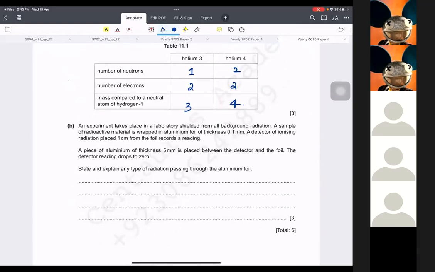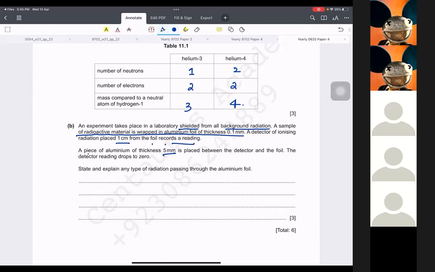Now, an experiment takes place in a laboratory shielded from all background radiation. A sample of radioactive material is wrapped in aluminum foil of thickness 0.1 millimeter. The detector, placed 1 centimeter from the foil, records a reading. A piece of aluminum of thickness 5 millimeter is placed between detector and foil, and the detector reading drops to 0. State and explain any type of radiation passing through the foil.